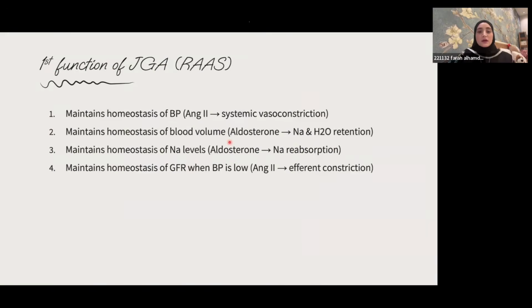So the first function of the juxtaglomerular apparatus is the RAS system, the renin-angiotensin-aldosterone system. It maintains homeostasis of blood pressure. This is mostly physiology, so I won't get into it, but what you have to know is that it raises blood pressure when it's low, maintains blood volume, and maintains homeostasis of sodium levels. When sodium levels are low, it causes sodium reabsorption.